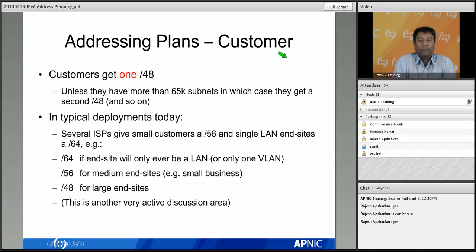So that is why from day one, when you do the address plan, make sure you provide a /48 per end customer who will be multi-homed, right? Okay.